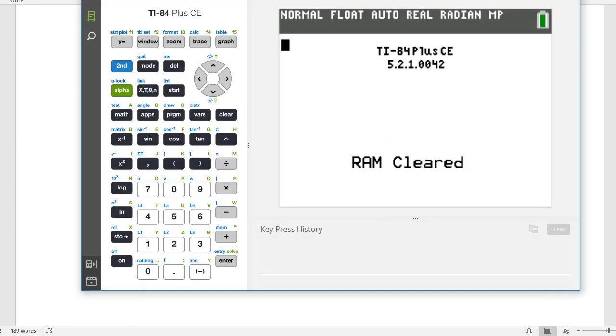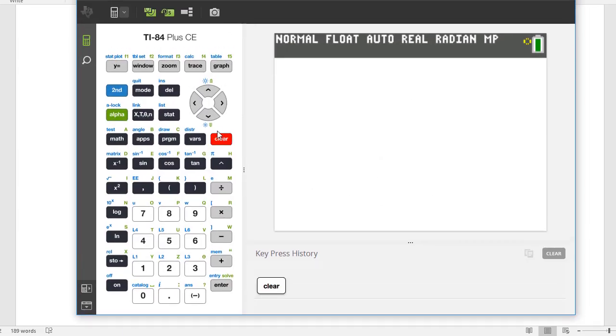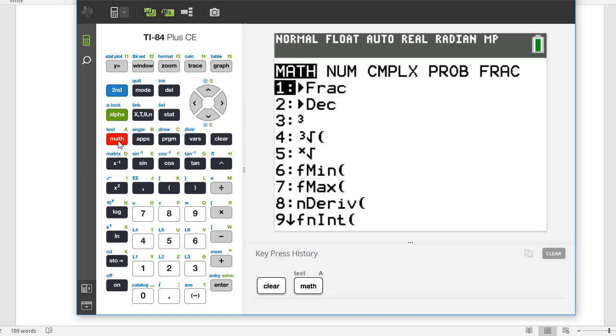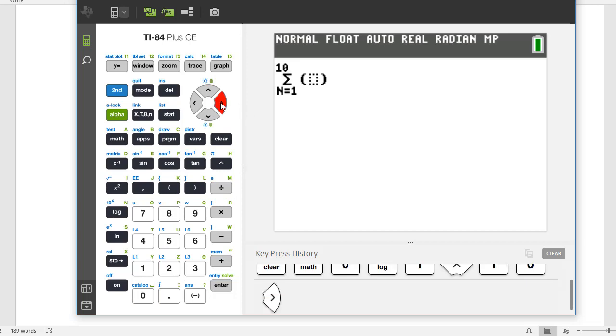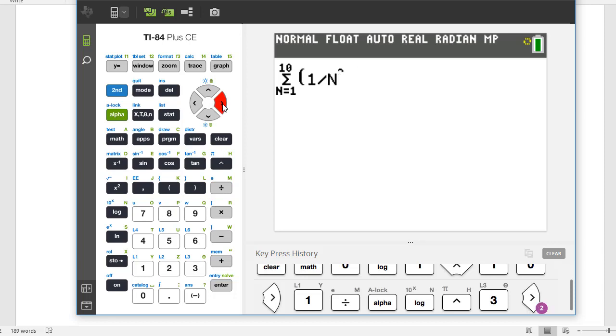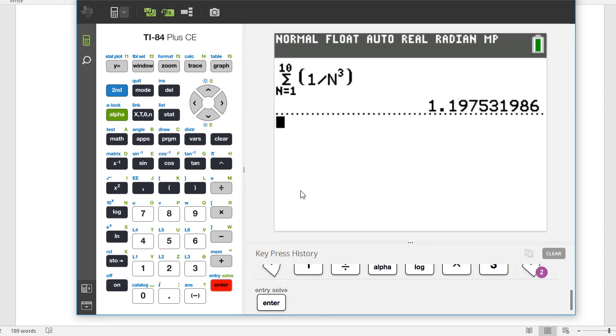I have my TI booted up here. One way to do this is from the home screen. I'm going to get math, and punch the number 0. I'm going to go from n being 1 to 10. I'm already in the alpha lock mode, so I'm going to hit n, going from 1 to 10. I'm looking at 1 over n cubed, so I'm going to do 1 divided by green alpha n, and then raise that to the third. When I tell the calculator to sum that up, there's the sum of the first 10 terms.